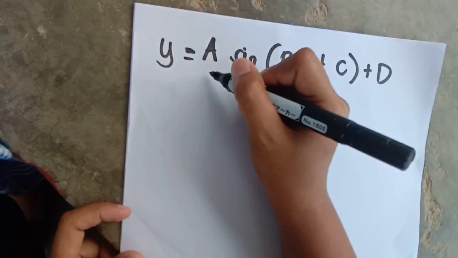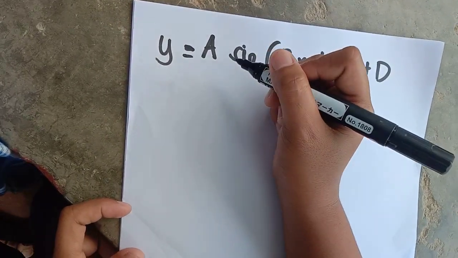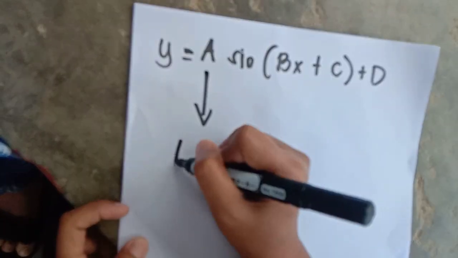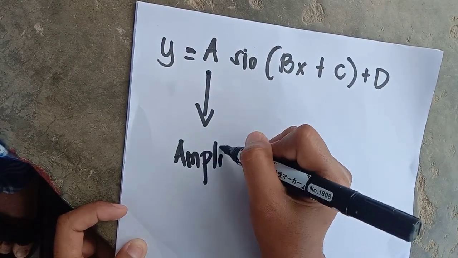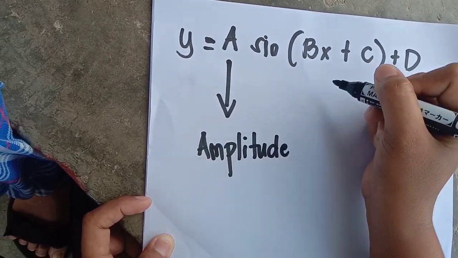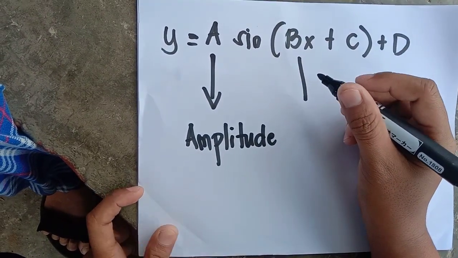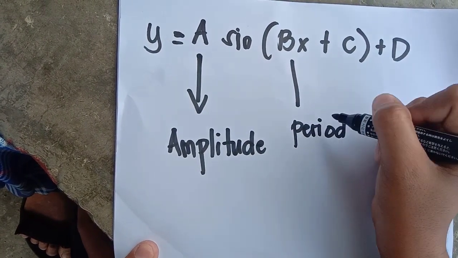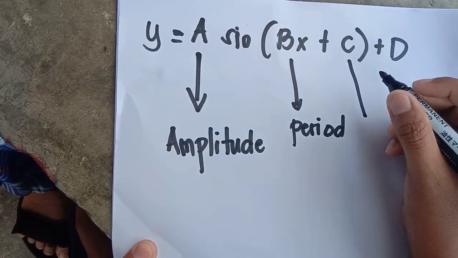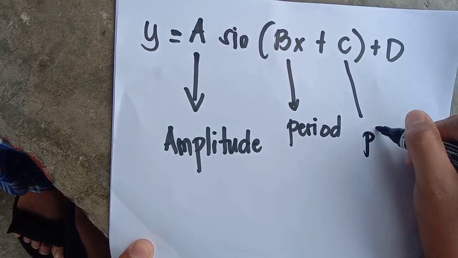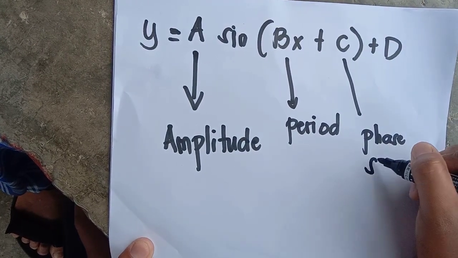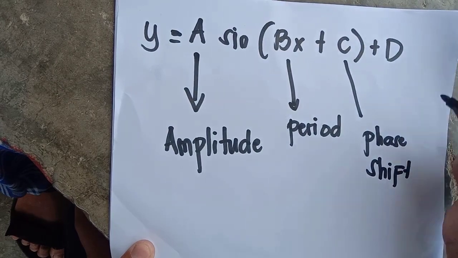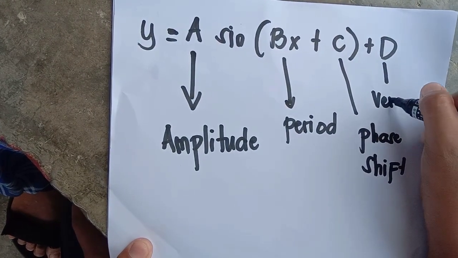So in this formula, the a represents the amplitude, the b x represents the period, the c is the phase shift, and the d is the vertical shift.